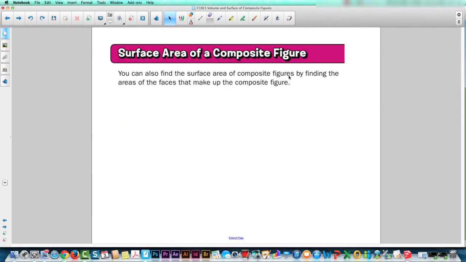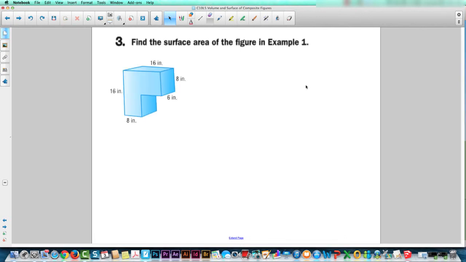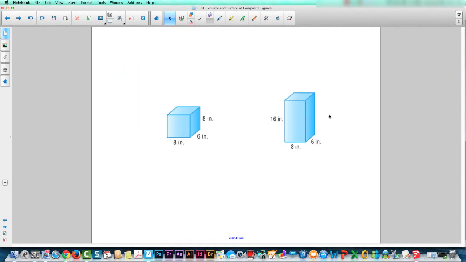Now, instead of finding the volume of a composite figure, we're going to find the surface area of a composite figure. And we find the surface area of a composite figure by finding the areas of the faces that make up the composite figure. Here, though, we have to be a little bit more careful. Sometimes students will include more faces than you're supposed to. Now, we're going to find the surface area of the figure. And this is where we have to really organize our work, and we might have to be a little creative. You might be tempted to break this into two composite solids and find the surface area of each individual solid and add it together. But that's going to give you the wrong answer, and I'm going to show you why.